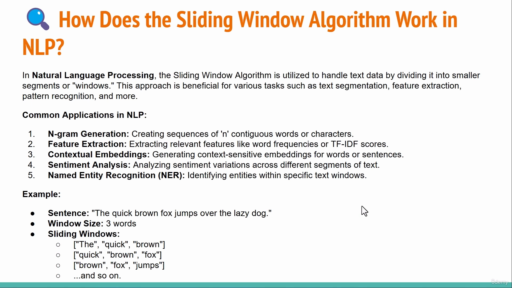Let's look at an example. The quick brown fox jumps over the lazy dog. The window size is set to 3, so it processes it in windows. The quick brown, then quick brown fox, the first word is dropped, then brown fox jumps. In this way, it continues to move forward in chunks, performing its tasks.